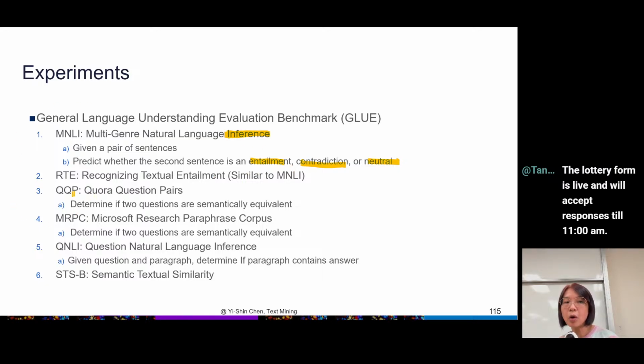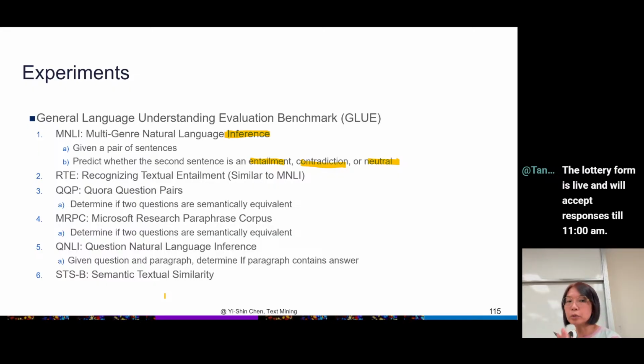And the next one called QQP is for knowing whether you actually input the same question. And the fourth one is called paraphrases. So you have 2 paragraphs and want to know whether these 2 paragraphs are almost the same. And the fifth one, natural language inference, is like you give a question and a paragraph to see whether this paragraph answers the question you ask. Okay, so you can see there are different kinds of tasks. The sixth one is talking about paragraph similarity. So they have 6 different benchmarks.